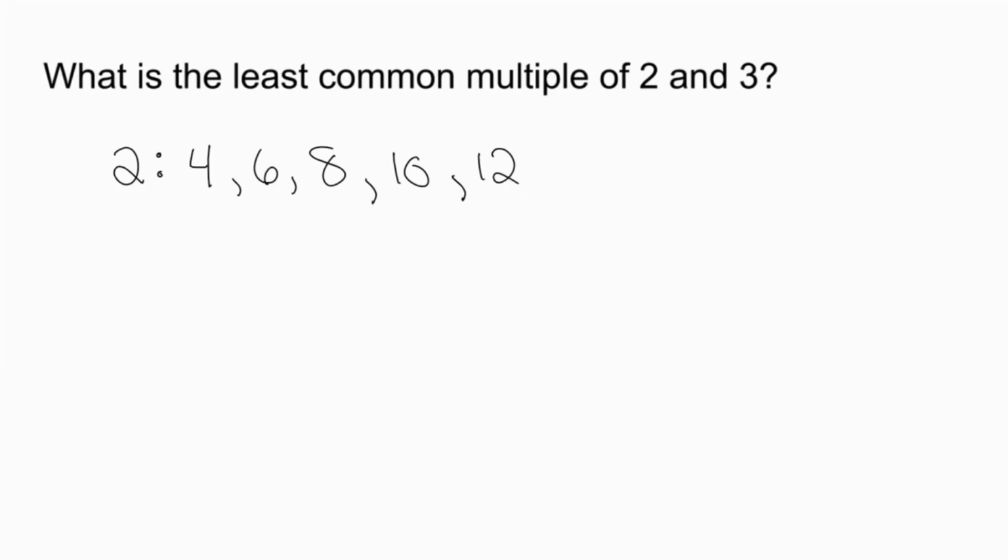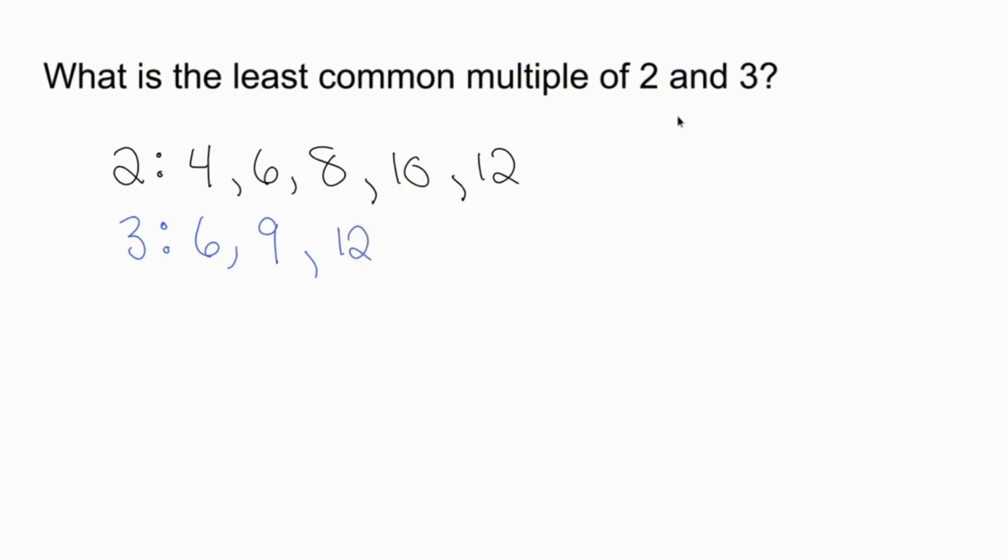So let's find out a bunch of multiples for 3. Let's do 3 times 2, which is 6. And 3 times 3 is 9. And 3 times 4 is 12. Wait a minute. Hold on.